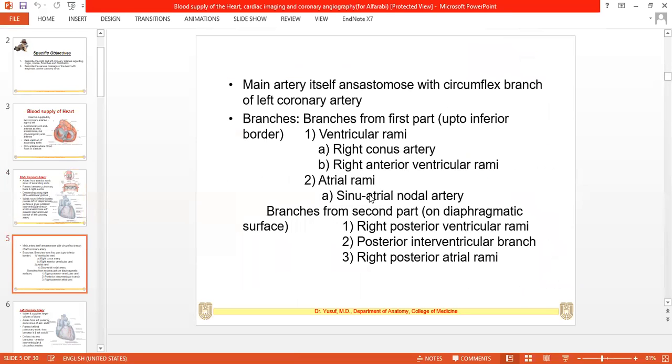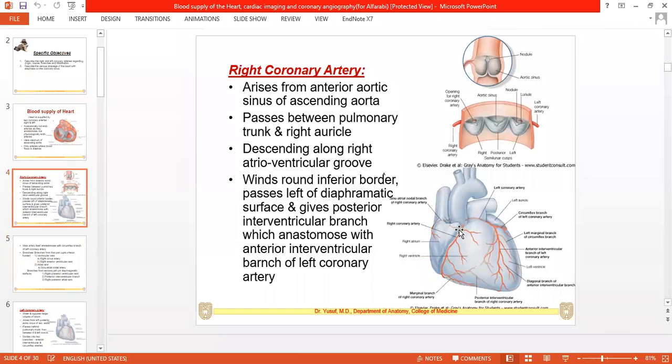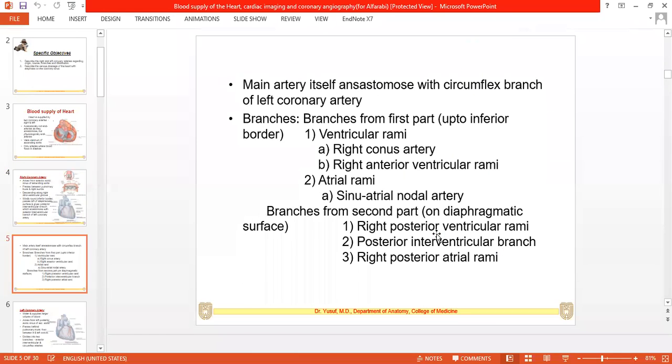Then it also gives one important branch called the sinoatrial nodal artery. If you see here, this is the branch going to the sinoatrial node. It will be supplying the SA node and other parts. So this is called the sinoatrial nodal branch of the right coronary artery. This is the branch here. So these are some of the branches from the first part.